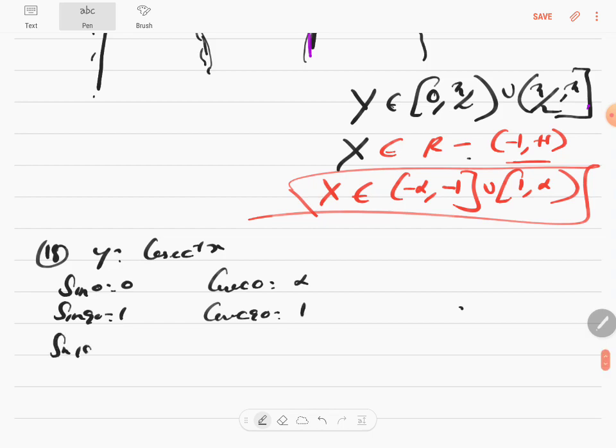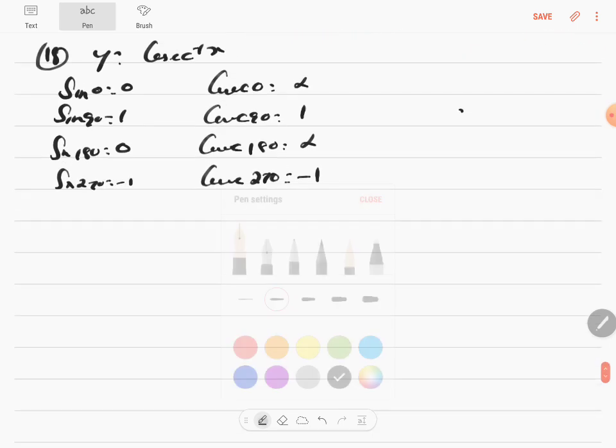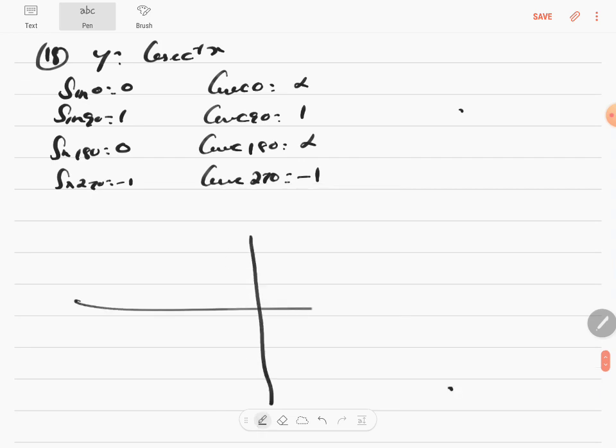Sine 180 is 0, therefore cosecant 180 is infinity. Sine 270 is -1, therefore cosecant 270 is -1, and so on. So we're going to plot this graph. Let's plot this graph. This is 0, this is pi by 2, pi, 3 pi by 2, 2 pi, minus pi by 2, minus pi, and so on.